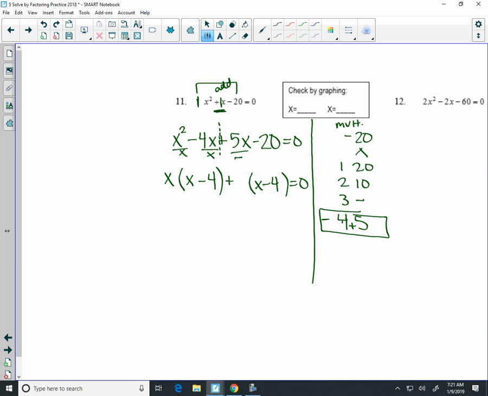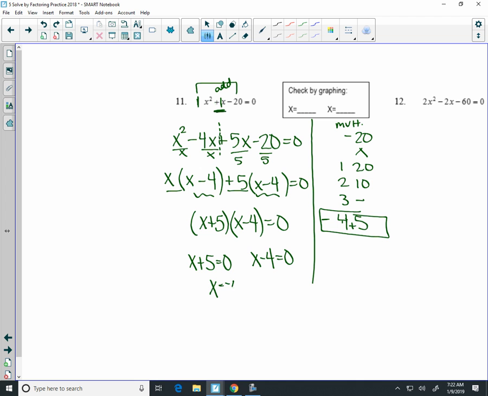Okay, to get an x there, I need to divide by 5. When I divide by 5 here, 20 divided by 5 is 4. So that's GCF is 5. So x plus 5 is one of our sets of parentheses. And x minus 4 is the other. And now we have two little baby equations to solve. Just switch those signs since they don't have anything else going on.